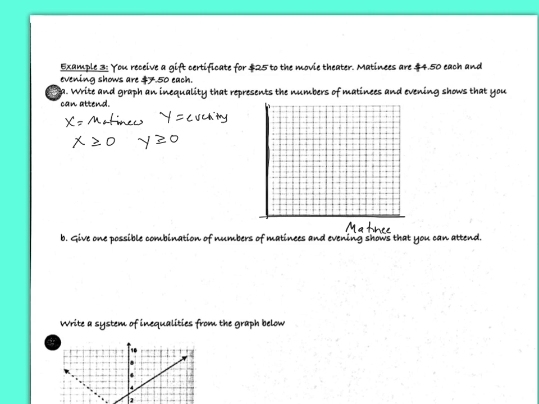This is the matinee. So this is how many matinees we can watch, and this is how many evening movies we can go to. I don't know the scale, but we'll wait to figure that out in a minute. So I have $4.50 for matinees, which I'm calling x. And I have added to that $7.50 for the evening shows, and I only have $25. 25 is the maximum, so 25 is where the opening goes, and I can spend 25, but I can't spend more than that. So we're going to solve this thing for y.